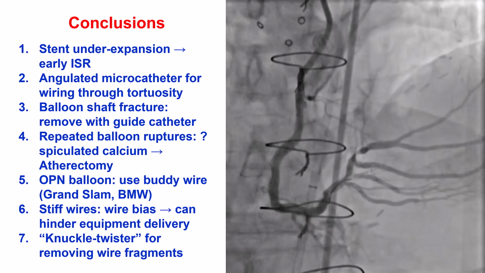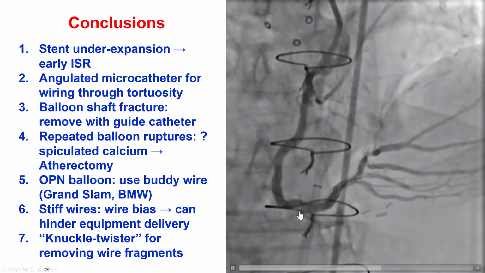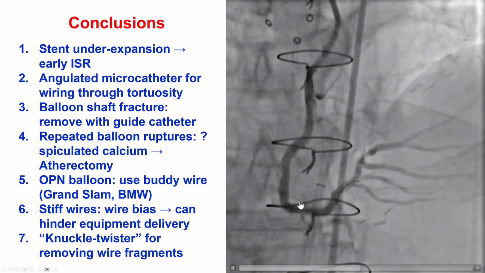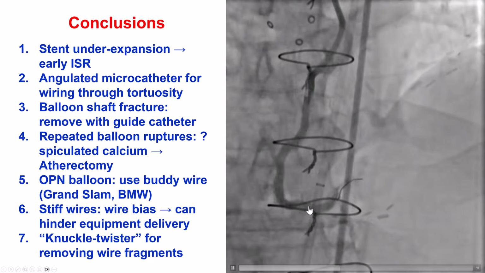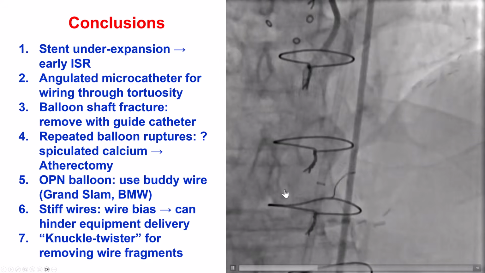And finally, we did the knuckle twister technique, something I did not mention, but we briefly tried with a Sion Black wire, bent 3 centimeters from the tip. We put it around this lost guide wire fragment and tried to rotate it several times, but unfortunately, we were unable to remove the lost wire fragment.